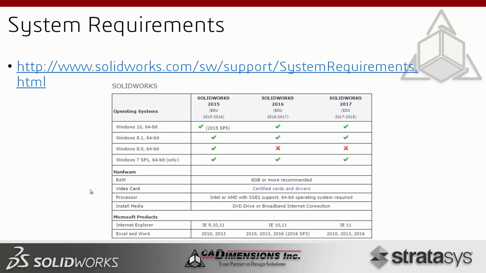Now, when you're installing SolidWorks on a machine, you want to make sure that your operating system is supported with the SolidWorks version. If you follow that link there, or just go to Google and type in SolidWorks system requirements, it will take you to this page, and you will be able to verify if your operating system is supported with the version of SolidWorks that you are trying to install.